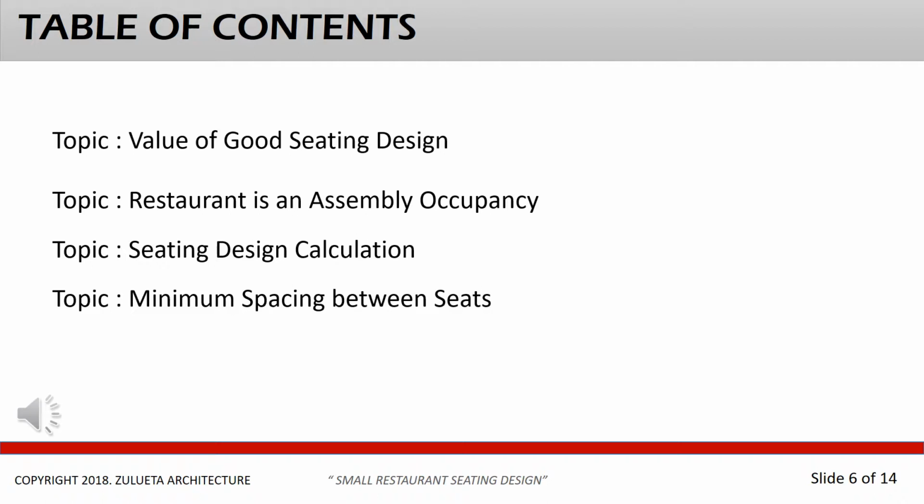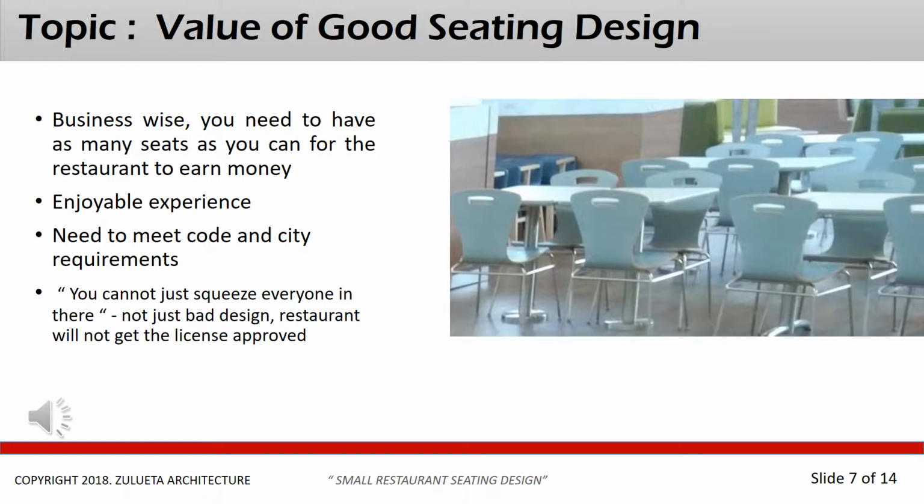Today we have 4 topics: the value of good seating design, the restaurant as an assembly occupancy, seating design calculation, and the last is minimum spacing between seats. What is the value of good seating design?